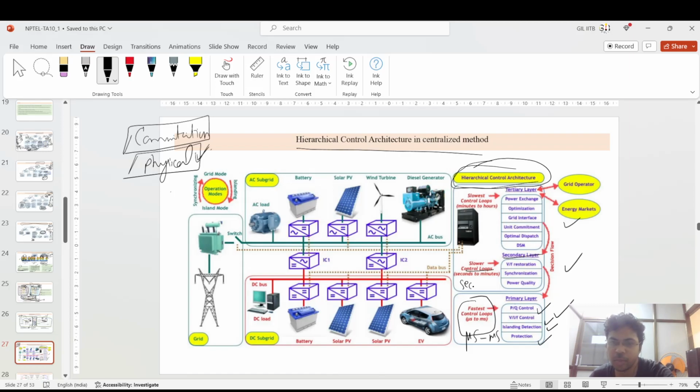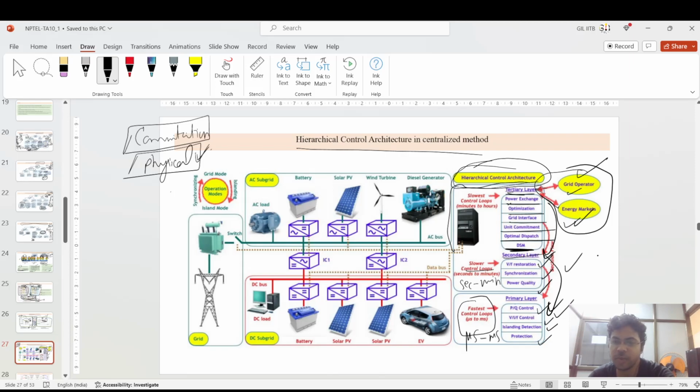Okay, in the second layer, it is slower control loops, seconds to minutes. V/f restoration, synchronization, and the power quality issues. And in the tertiary layer, there are certain mechanisms, that is power exchange, optimization, grid interface, unit commitment, optimal dispatch, and the DSM, distributed system monitoring. The grid operator and the energy market are already in communication with this tertiary layer. So tertiary layer communication is very important with the grid operator.